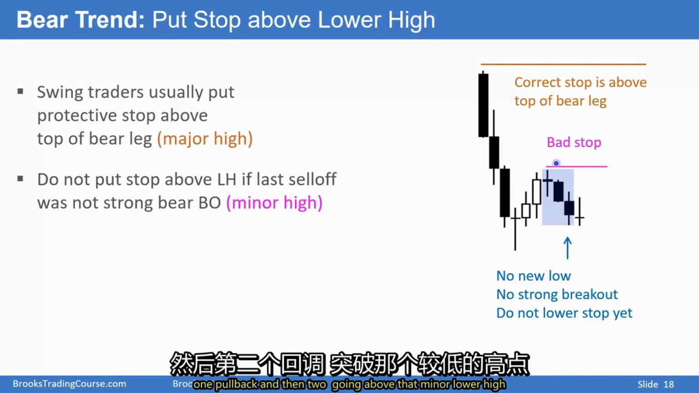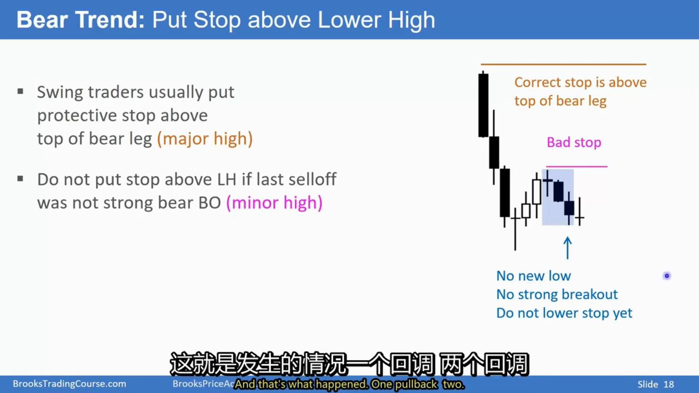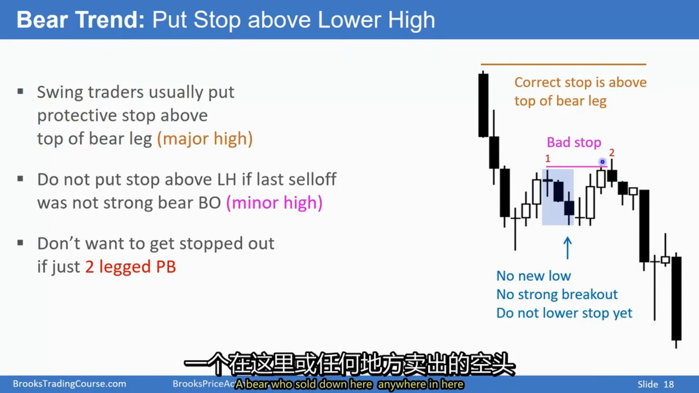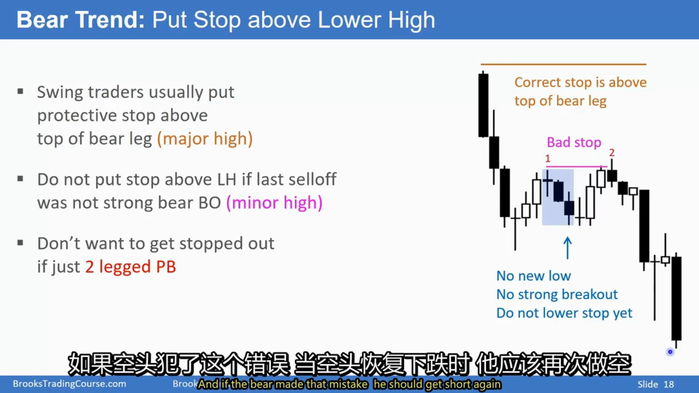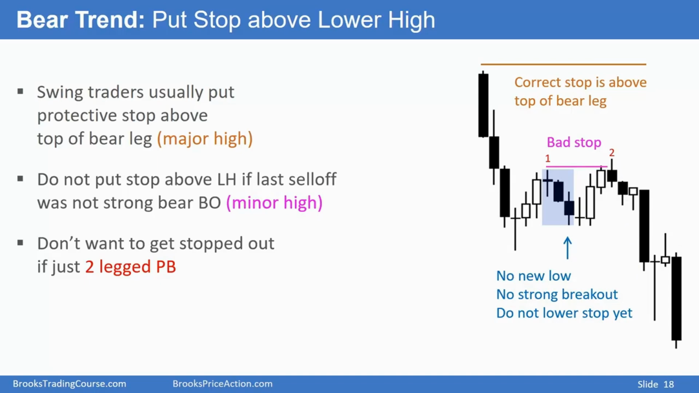One, pullback, and then two, going above that minor lower high, and then the bear trend could resume down from the low 2 bear flag. And that's what happened. One, pullback, 2, we have a two-legged bear flag, a low 2 short, double top bear flag, decent sell signal bar. A bear who sold down here, anywhere in here, and then put a stop just above that lower high, lost money in a bear trend. And if the bear made that mistake, he should get short again as the bear trend resumes down. So he would sell again below that bear bar.